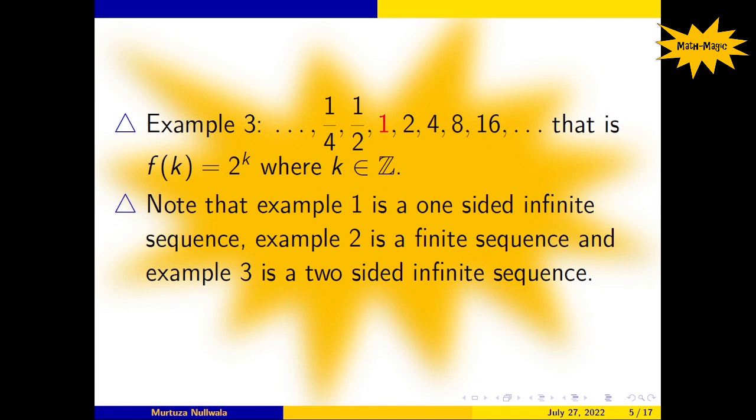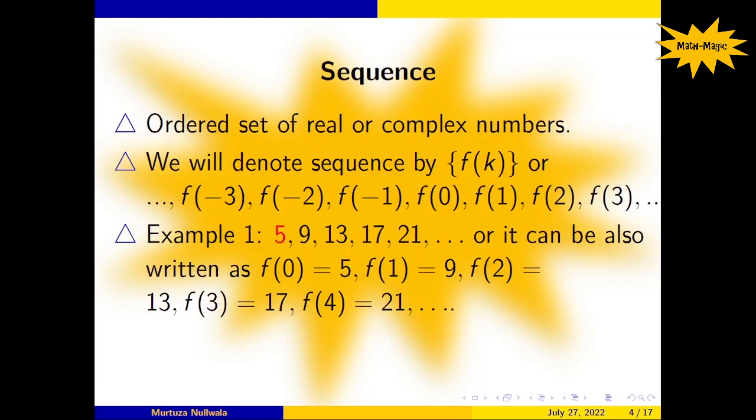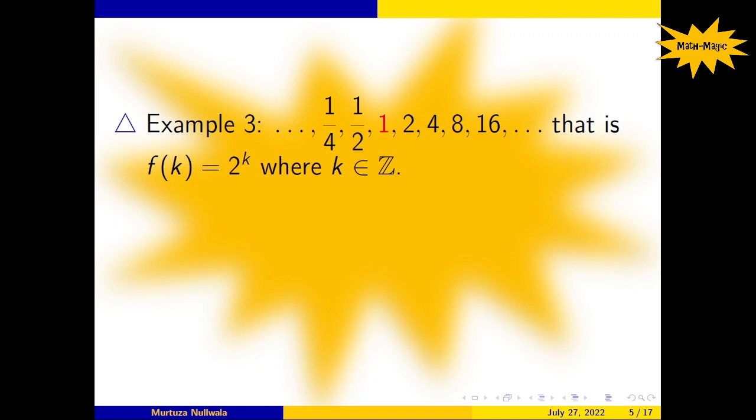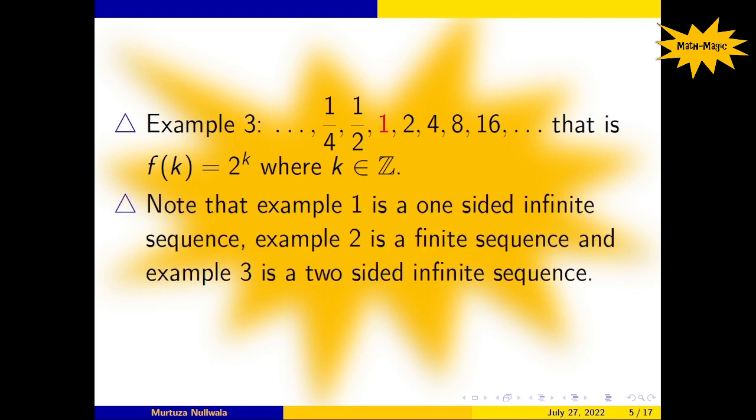Note that example 1 is a one-sided infinite sequence. There are infinite terms only on one side of f of 0. The second example is a finite sequence. It just contains a finite number of terms. Then example 3 is a two-sided infinite sequence. As you can see, on the right hand side of f of 0 there are infinite elements, and on the left hand side of f of 0 there are also infinite elements.